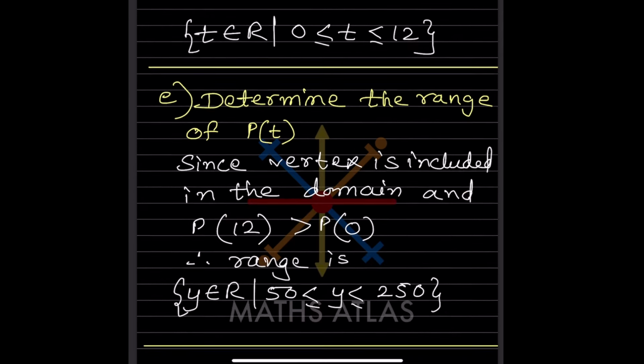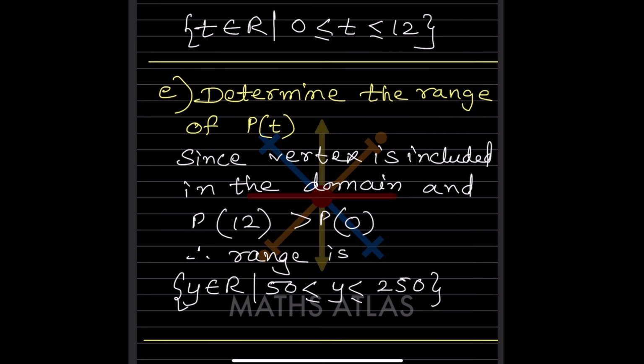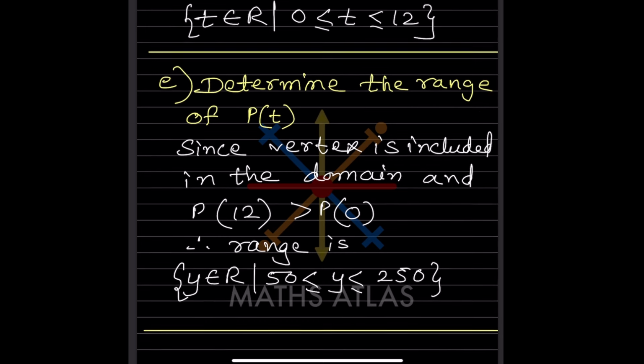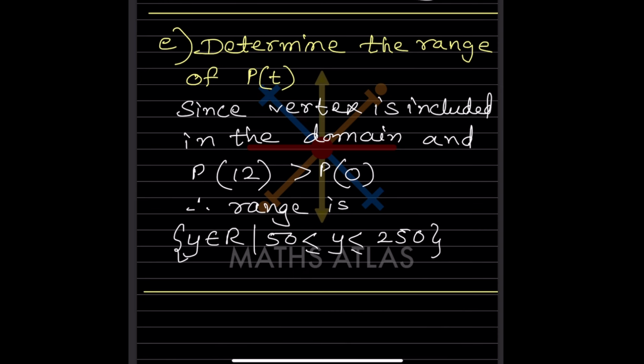Now for the range, what will you do here? They ask to determine the range of P of t. Since the vertex is included in the domain and P of 12 is greater than P of 0, as we have seen here, the range will be: y belongs to R, 50 is less than or equal to y is less than or equal to 250. Hope you got this one.